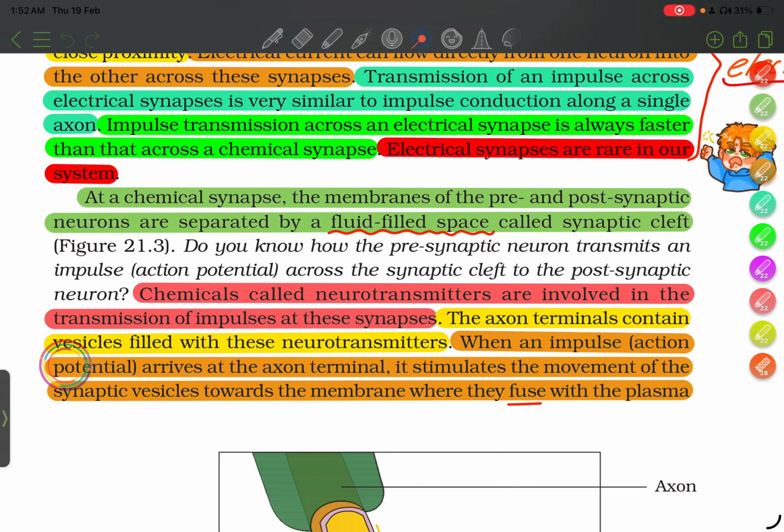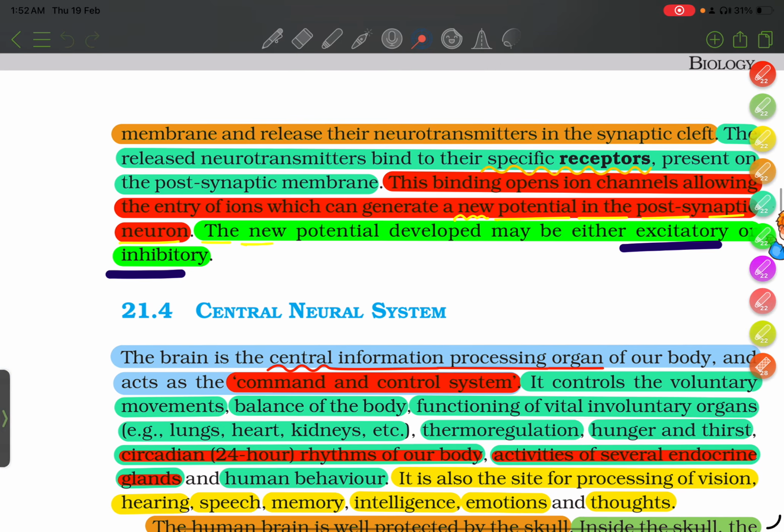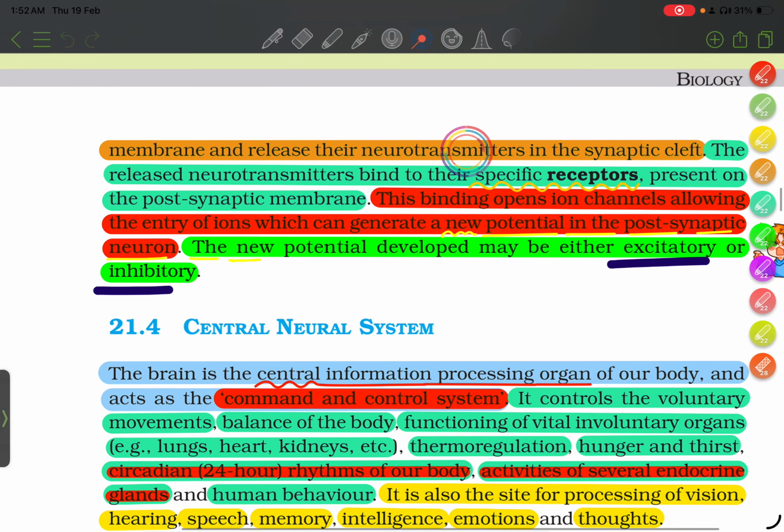When an impulse, an action potential, arrives at the axon terminal, it stimulates the movement of synaptic vesicles toward the membrane, where they fuse with the plasma membrane of the presynaptic membrane and release their neurotransmitter into the synaptic cleft. The released neurotransmitter binds to its specific receptor present on the postsynaptic membrane.